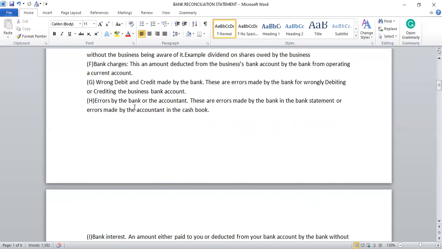Errors by the bank or the accountant. These are errors made by the bank in the bank statement or errors made by the accountant in the cash book. So either the accountant can make an error in the cash book, or the bank also can make an error in the bank statement. Okay.